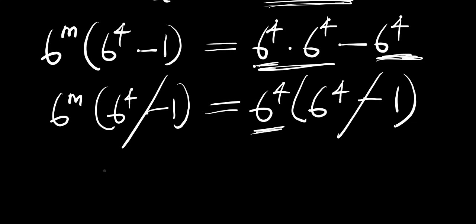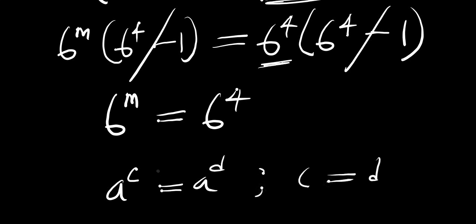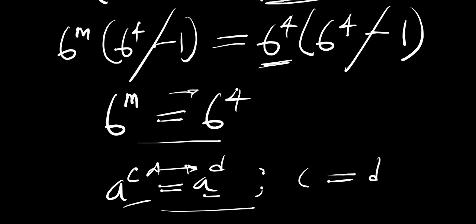So what we are left with is 6 to the power of m equals 6 to the power of 4. Now, if you have a to the power of c, and this equals a to the power of d, that means c equals d, by comparing the exponents since the bases are the same. So if we apply this identity right here, that means we are going to compare these two exponents. So therefore we have m equals 4.